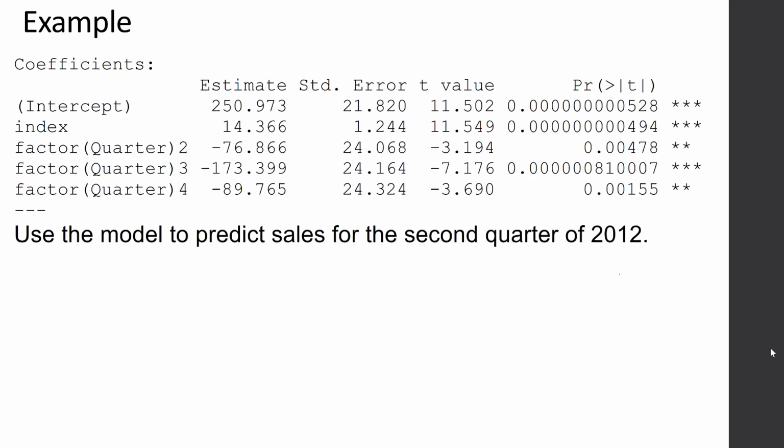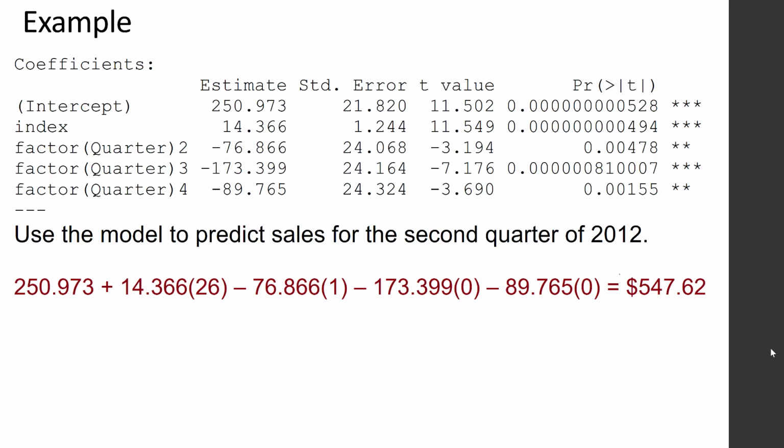All right, so now let's go back to practicing using our model to make predictions. So let's use the model to predict sales for the second quarter of 2012. All right, so I've got my model, 250.973. I need to figure out what to put in for index. Well, if you're looking at your data in your lecture notes, you'll see that the last index was 24, and that was for the last quarter of 2011. So that means the second quarter of 2012 would have an index of 26. And if I want to predict for the second quarter, I'm going to plug a 1 in for quarter 2 and a 0 in for quarters 3 and 4.